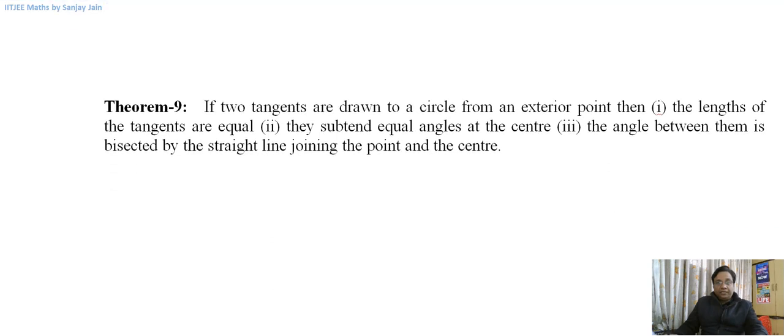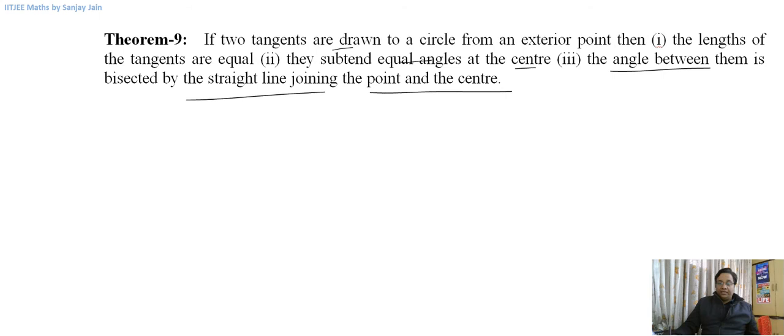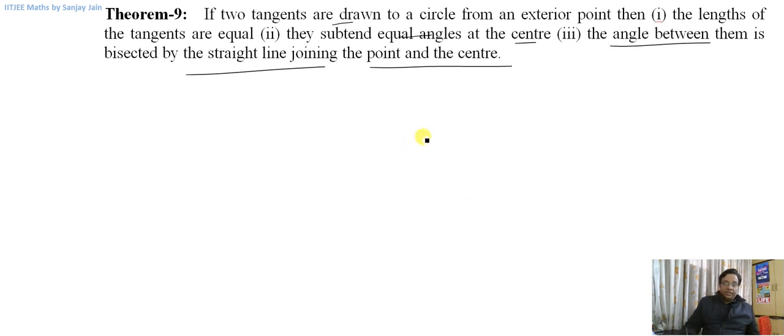If two tangents are drawn to a circle from an exterior point, then the lengths of the tangents are equal. They subtend equal angles at the center. The angle between them is bisected by the straight line joining the point and the center. Okay. Now in this case, we have got a circle.